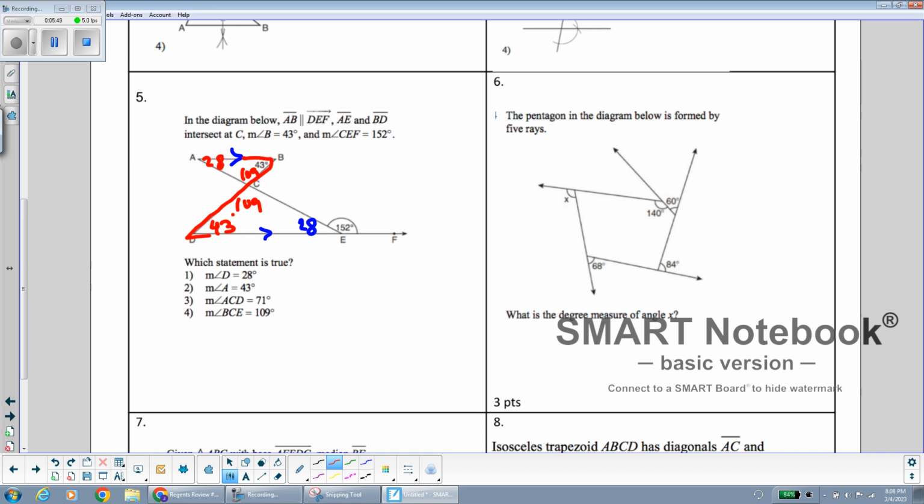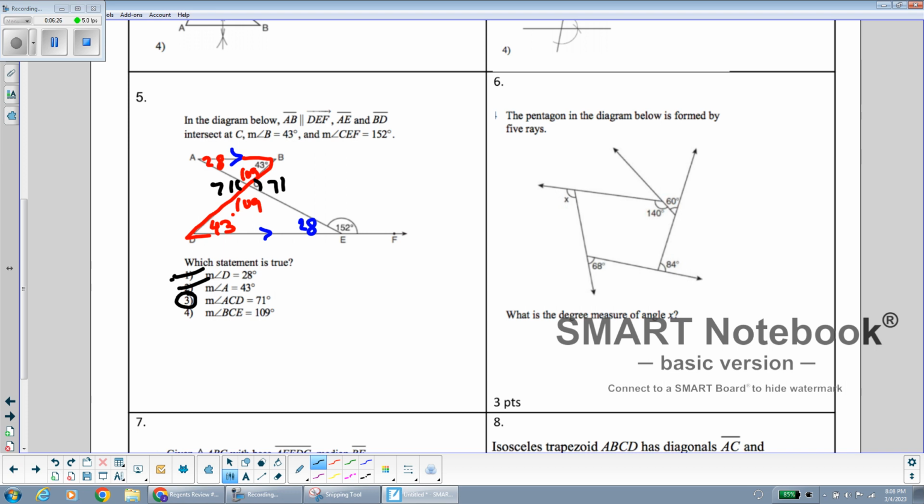So let's check out which is true. Angle D is not 28. Angle D is 43. Angle A is not 43. Angle A is 28. Where's BCE? Oh, I'm up to ACD. Sorry. ACD is right here. These two vertical angles are 109. So if I do 180 minus 109, so that is true. Okay, moving on.